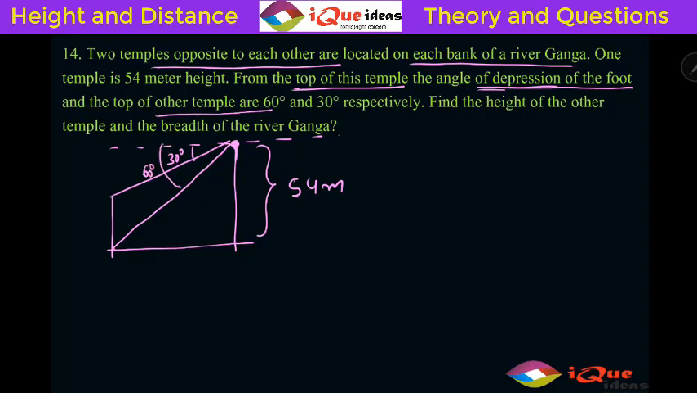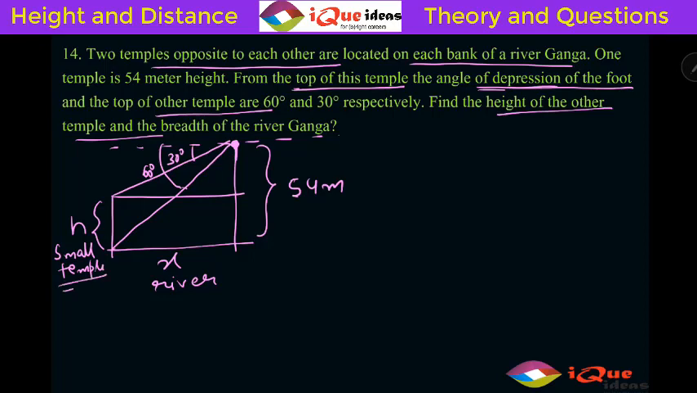All right. So first let's draw a horizontal line here also. Let's say this length is x. Let's say the smaller one is h. The question is find the height of the other temple and the breadth of the river, right? So x is the breadth of the river, right? And height h is the height of the smaller temple, right?